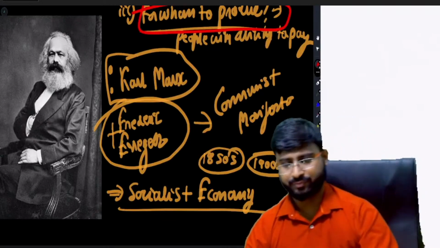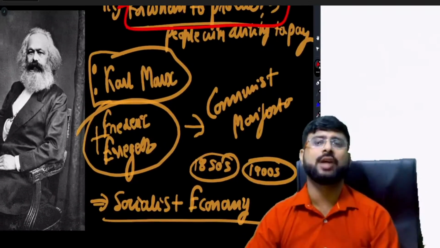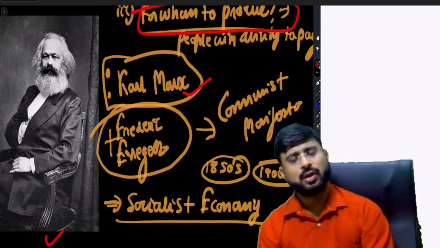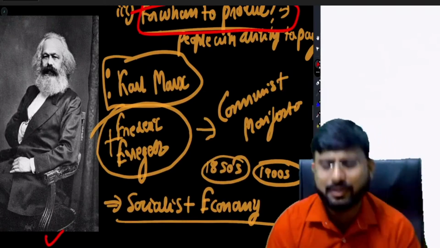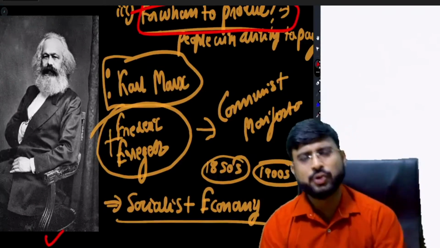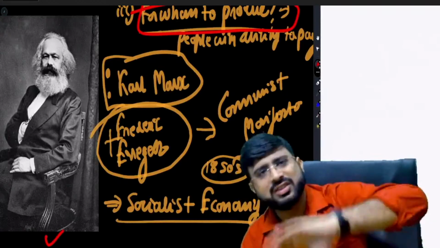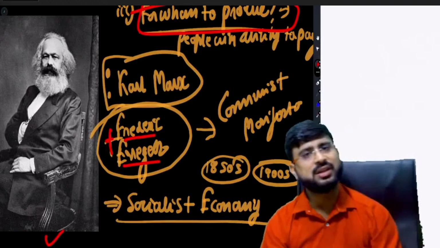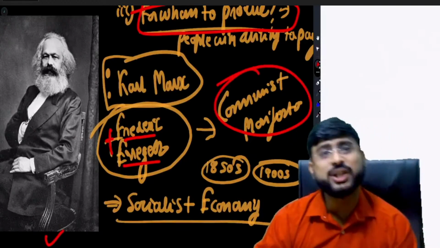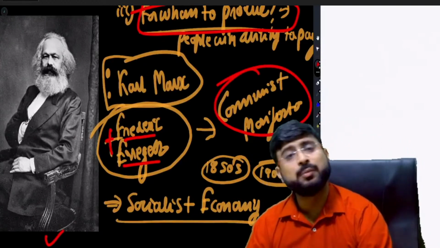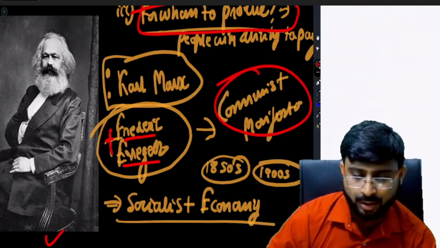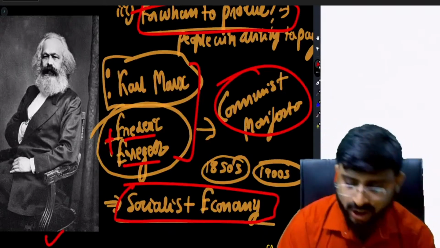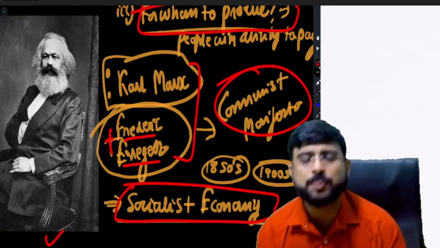All right. Now let's talk about socialist economy. So guys, the gentleman you see here is Karl Marx. Karl Marx had the Russian origin. Karl Marx, along with another person, Frederick Engels, had written a book, Communist Manifesto. Karl Marx and Frederick Engels believed that the economy should be socialist.